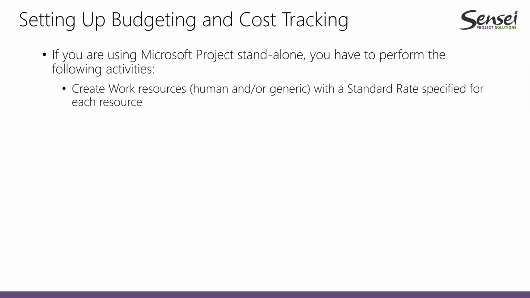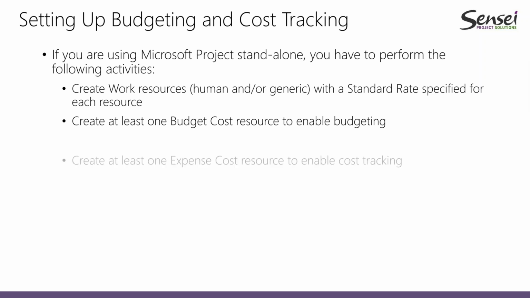So each resource should have his or her own standard rate. So you can have, for example, Raphael, or you can have a generic resource such as a DBA or a project manager or something like that. After that, you can create your budget cost resources. So then it's going to enable you to plan your budgeting. And as I said, you can have a single resource for budget proposals, or you can decide to go ahead and have multiple budgeting resources organized by their categories and subcategories.